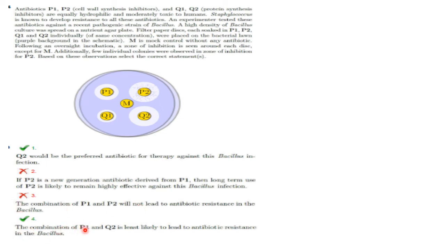Then the combination of P1 and P2 is least likely to lead to antibiotic resistance in the bacillus. Yes, because the diameter of the zone of inhibition is Q2 is more, and also no resistant colonies are growing as in P2. So the combination of P1 and P2 is likely to lead to antibiotic resistance in bacillus. Sorry, it is least likely to lead to antibiotic resistance in bacillus.